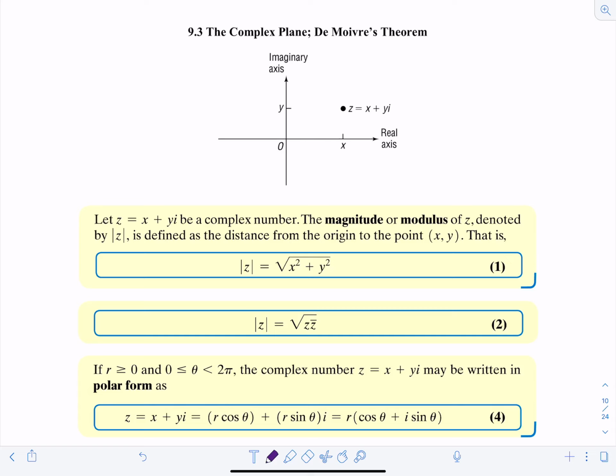All right, welcome to the complex plane and DeMoivre's theorem. So first we're going to start off with some definitions. We're going to be working with complex numbers during this lesson, and if you'll recall, a complex number is one that has a real part and an imaginary part. So z here, which is x plus yi, is our complex number. X represents the real part, and yi is the imaginary part.